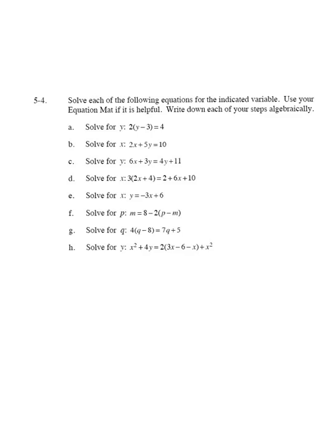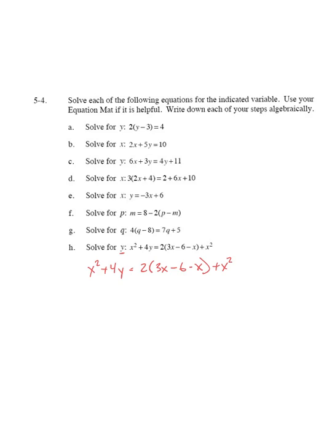So for this one, we have x squared plus 4y equals 2 times (3x minus 6) minus x plus x squared. So all we're doing here is basically just solving equations, and we're solving equations this time for y. You gotta watch for the variable they're asking for.